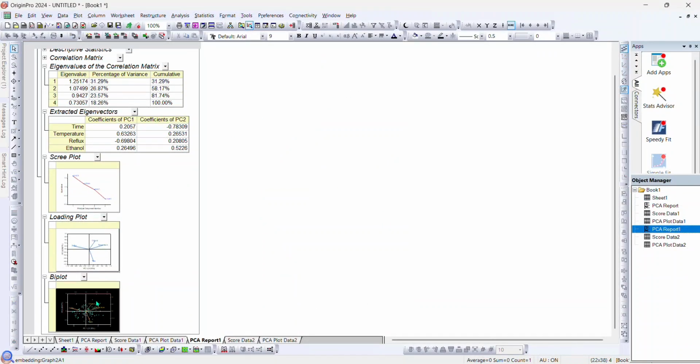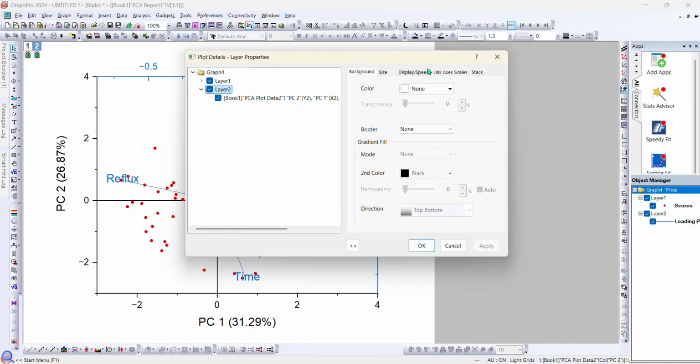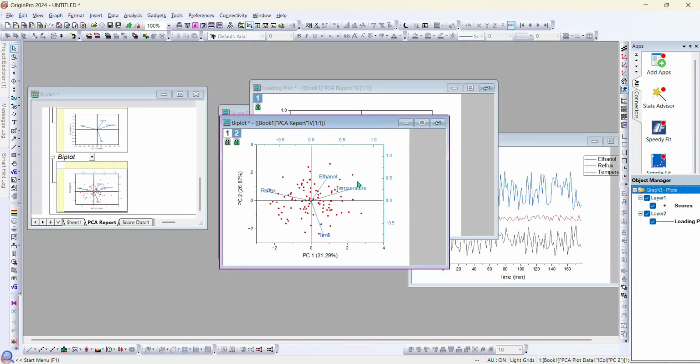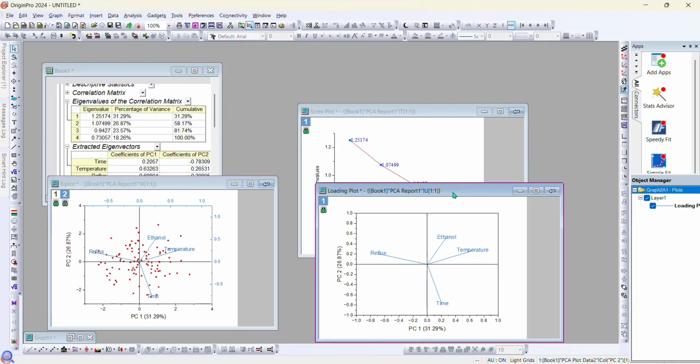Lastly, the biplot explanation, which combines score and loading in one graph. The red dots represent data points and the blue arrows represent the process variables. Its function is to help quality control to detect clusters of normal operation, identify potential abnormal conditions, and lastly to understand which variables drive ethanol purity.